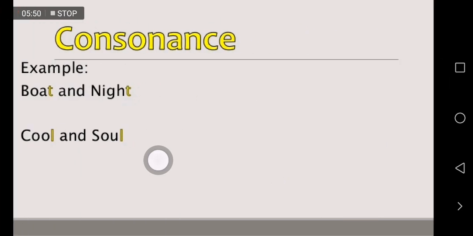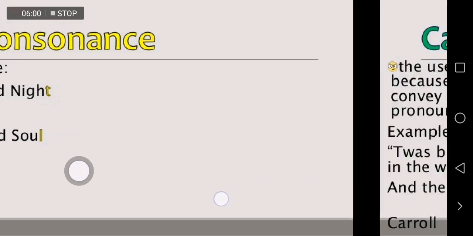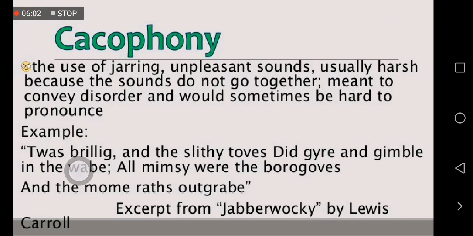Let's go. There are some more examples of consonance like boat, night, cool, soul. T is being repeated here. Here we have L being repeated in these two words. Now we have this literary device.